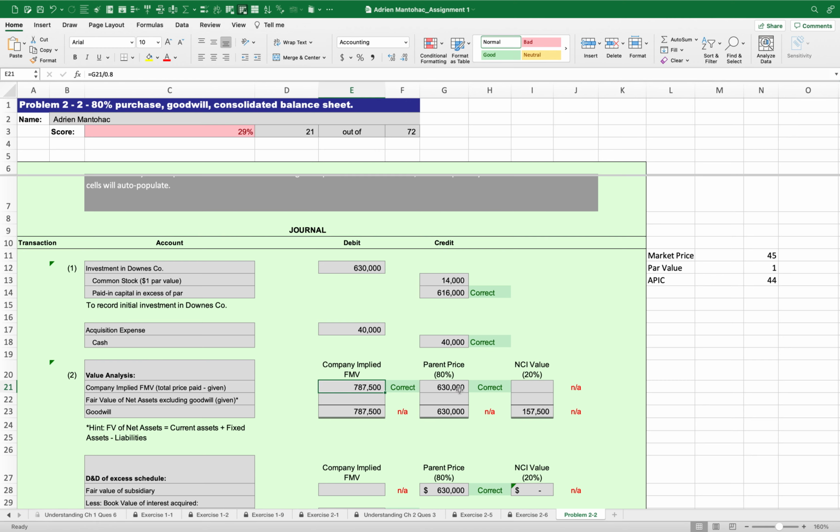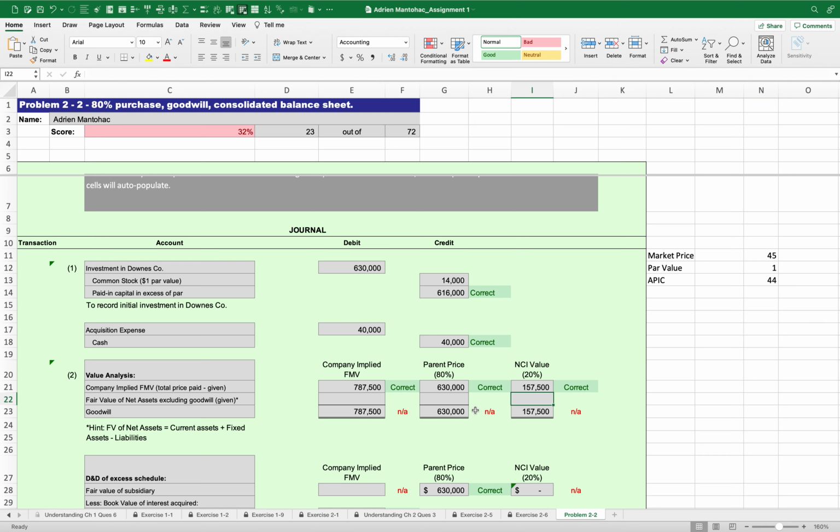So if that's the implied value inherent in this purchase, and we own as a parent 80% of that, then 20% must be the non-controlling interest. We subtract the two to arrive at that implied value that 20% of it now belongs to the non-controlling interest.